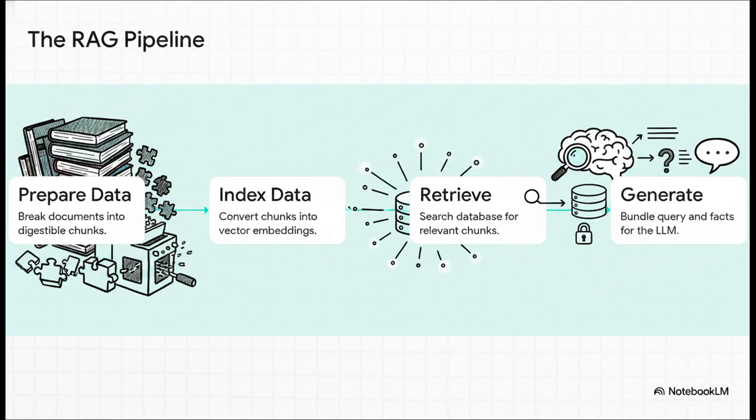When a user asks a question, the system searches that database and retrieves the most relevant chunks of text. And finally, step 4, generation. The system bundles the user's question and those retrieved facts together, hands them over to the LLM, and generates a highly accurate, perfectly tailored response.